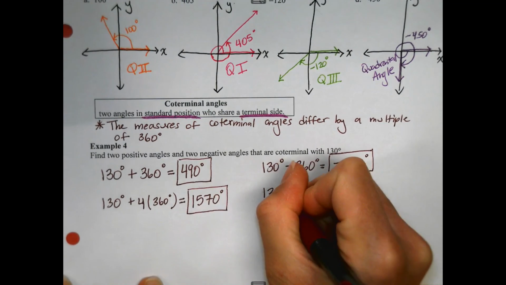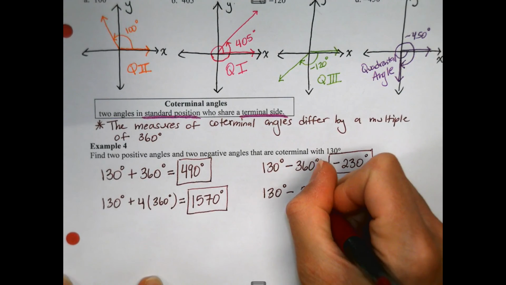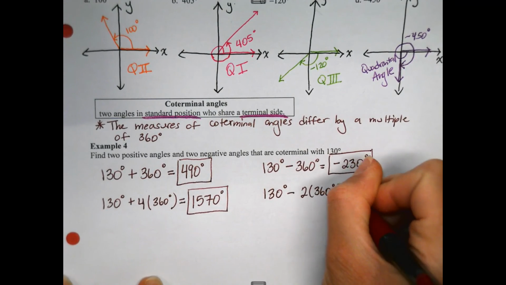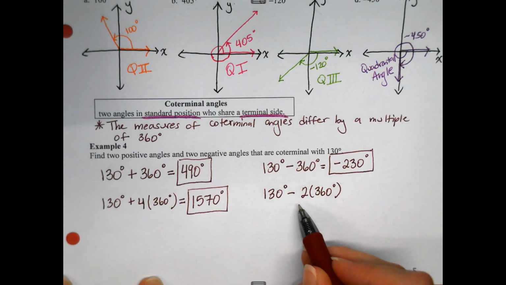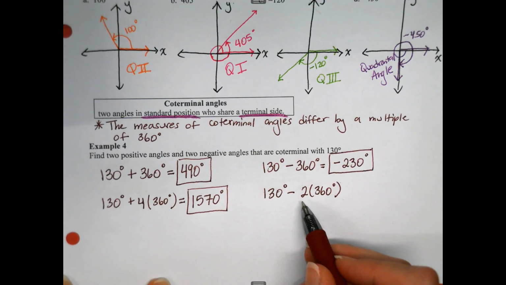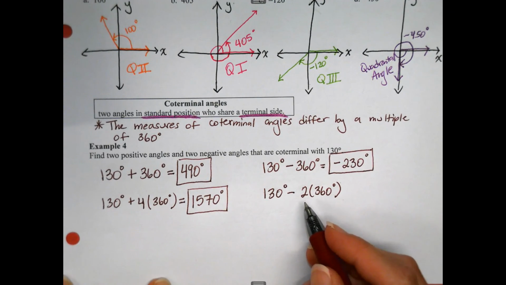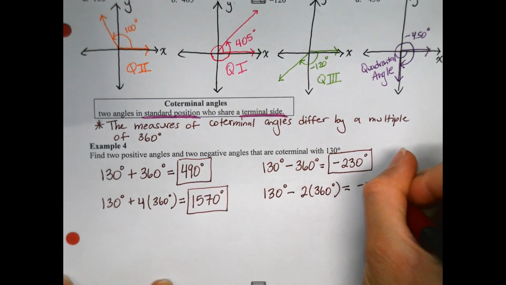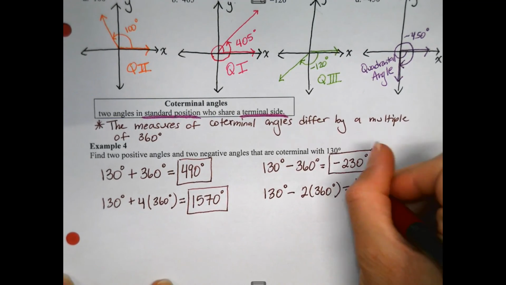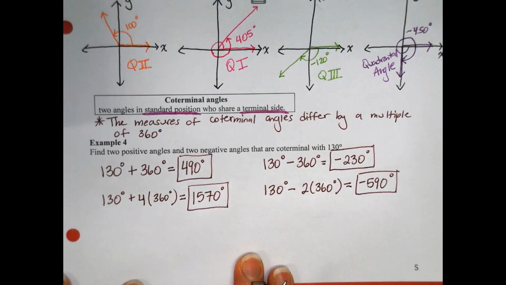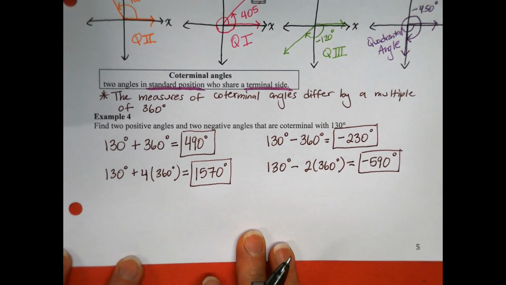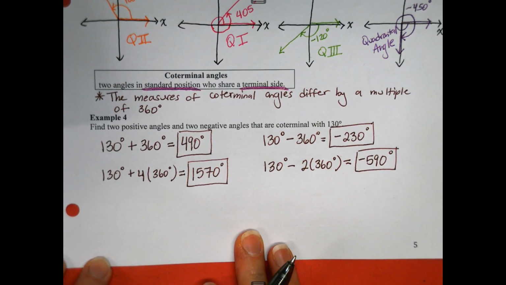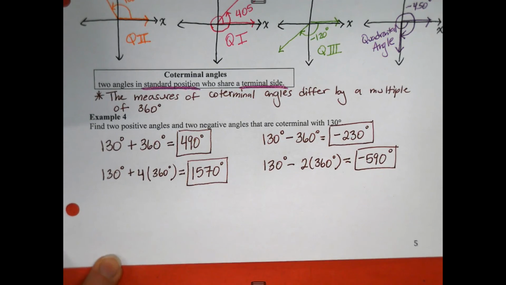Or 130 degrees minus 2 times 360 degrees. This number here can be any number. That's the number of rotations that you are going either in the negative direction or the positive direction. And this ends up being negative 590 degrees. So all 4 of those are coterminal with 130 degrees. And there are an infinite number of angles that are coterminal with any given angle.